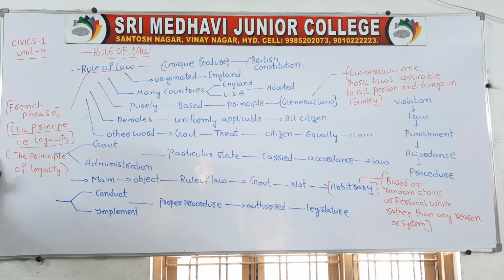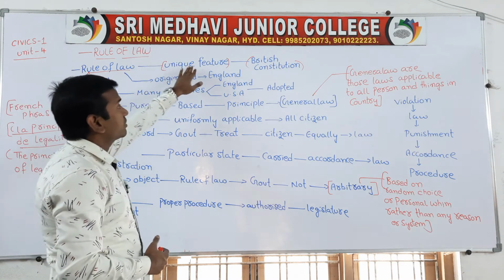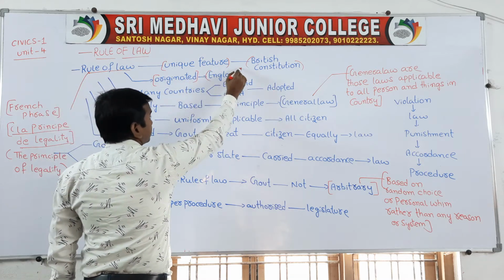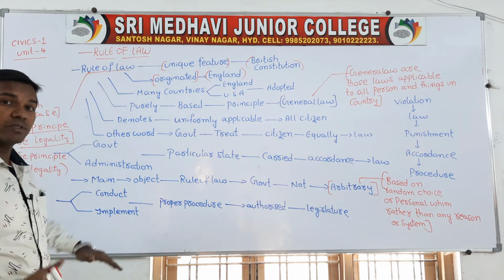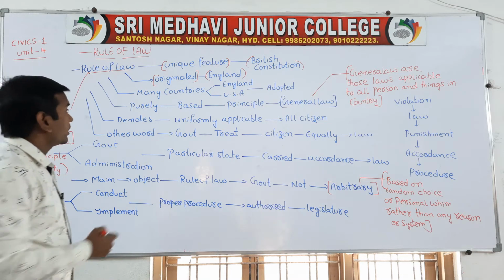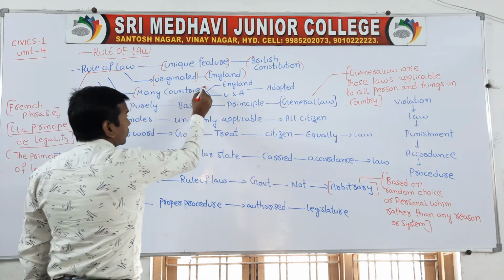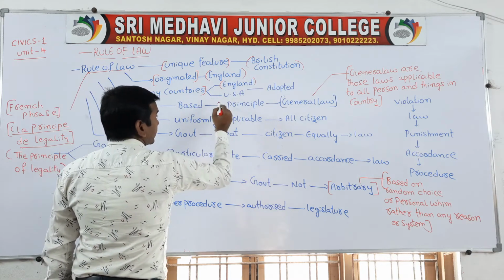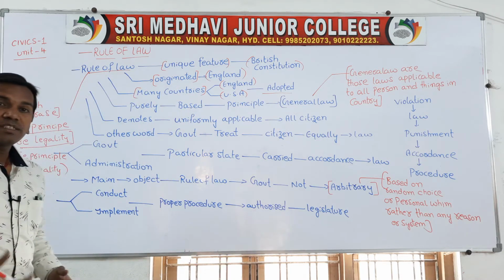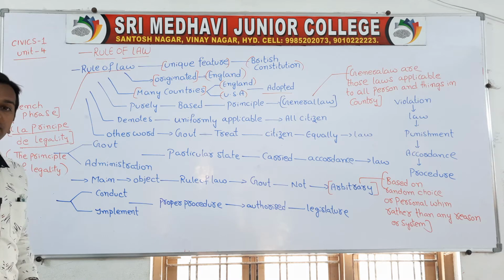So rule of law is a main concept. It first originated from the French press as la principe de légalité, the principle of legality. It is a unique feature of the British Constitution, and it first originated in England, in Europe. Many countries have adopted rule of law. First England adopted it, and after that the USA also adopted this concept.